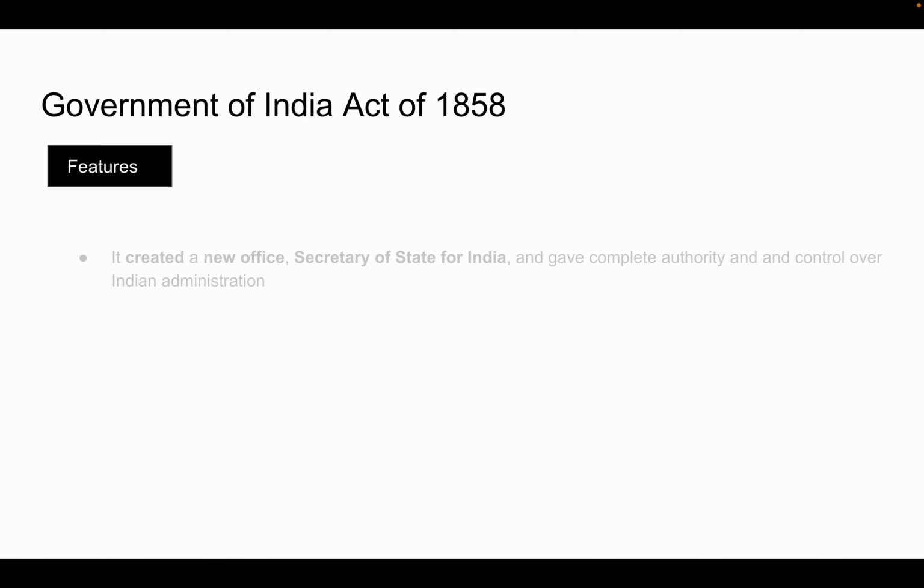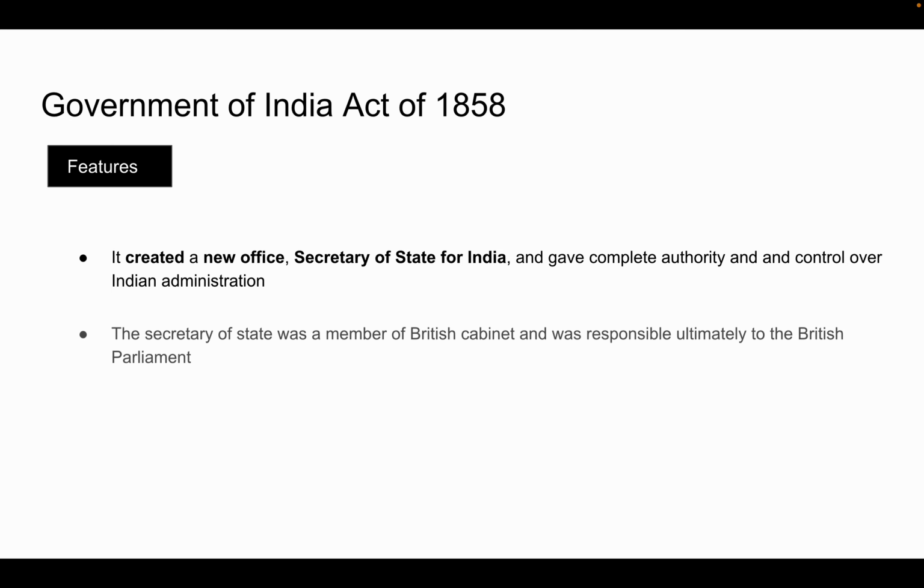Alright, moving on to the other features. This act also created a new office called the Secretary of State for India, which gave the office complete authority and control over the Indian administration. So in order to have complete authority over the Indian administration, they created a new office called the Secretary of State for India. And the Secretary of State was a member of the British cabinet, and he was ultimately responsible to the British Parliament.